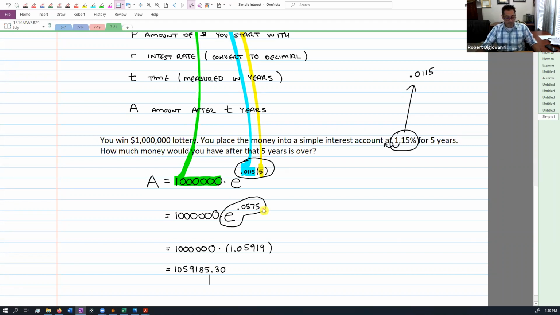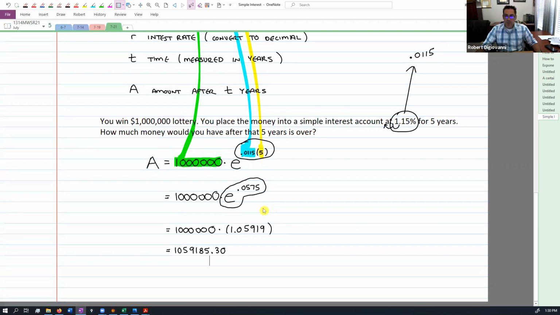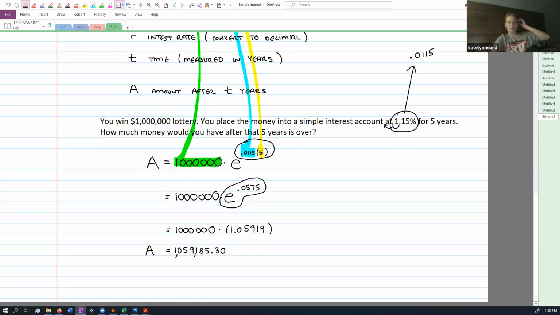All right. Can somebody interpret what this answer means to us? Someone tell me, what happened in the 5 years? Isn't it that because you weren't touching it and it had an interest? Yeah, interest, that the amount grew. It grew, yeah. How much did it grow by? We started with $1 million, and 5 years later, how much do we have?